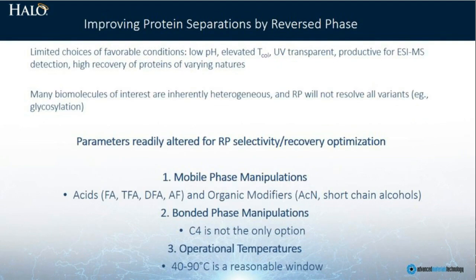Okay, so with such materials now available, are there things we can do to improve protein separations by reverse phase? In other words, what are the use conditions that we could take advantage of? We'll consider global phase manipulations, bonded phase manipulations, and operational temperatures. And then we'll talk about how these different parameters can be used together to improve separations of monoclonal antibodies.